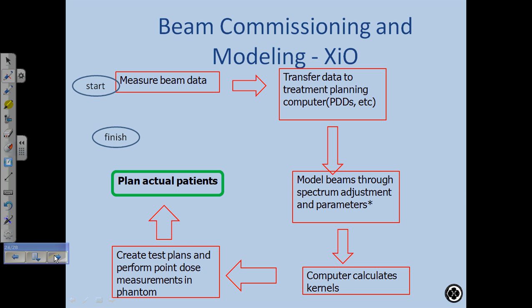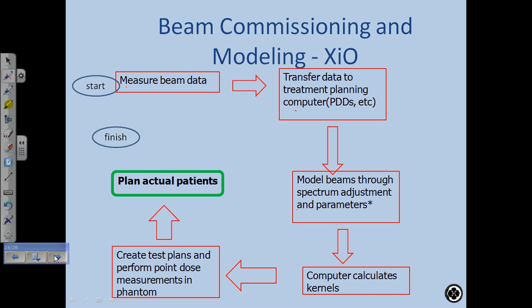Otherwise, it's the same. Okay, so how do you model this in XCO? And we'll go over this in a second. So modeling beam data with a fresh X-ray machine, you've taken your beam data, you transfer the data to your treatment planning computer, so you use your scanning system, transfer it to your treatment planning computer, PDDs, profiles, etc. Then model beam through spectrum adjustments and parameters.